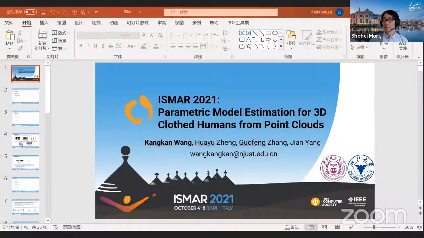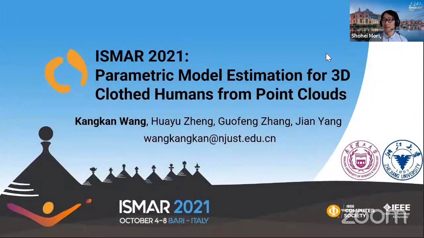But okay, meanwhile, I can introduce him here. Kangkang is an associate professor in the School of Computer Science and Engineering of Nanjing University of Science and Technology. His research interests include human body modeling, 3D reconstruction, non-rigid reconstruction, motion tracking, augmented reality, and virtual reality.